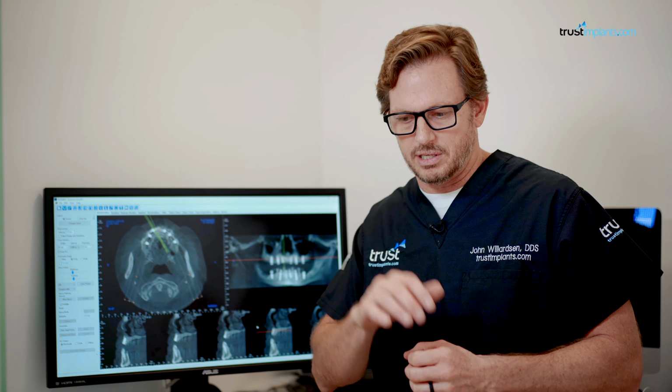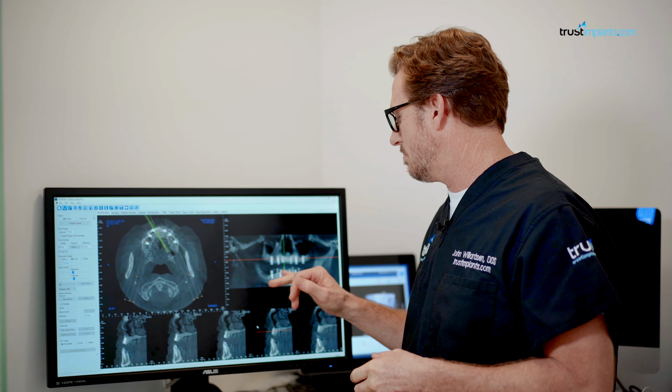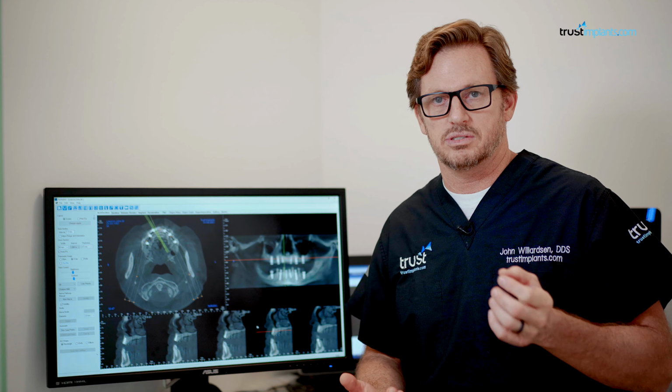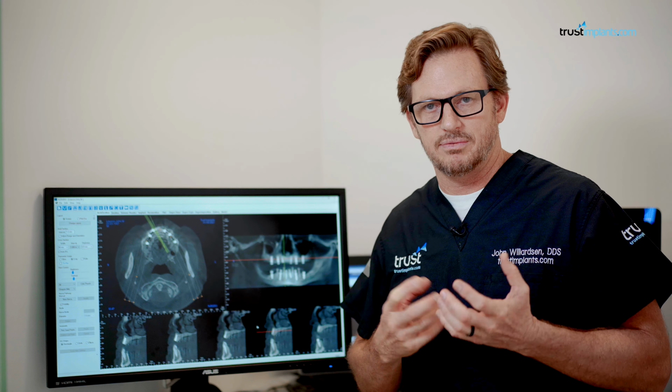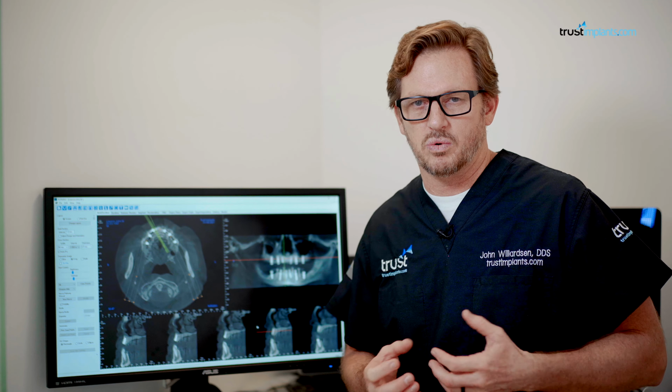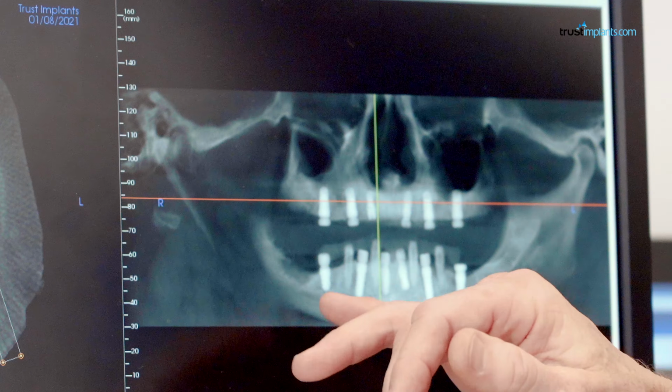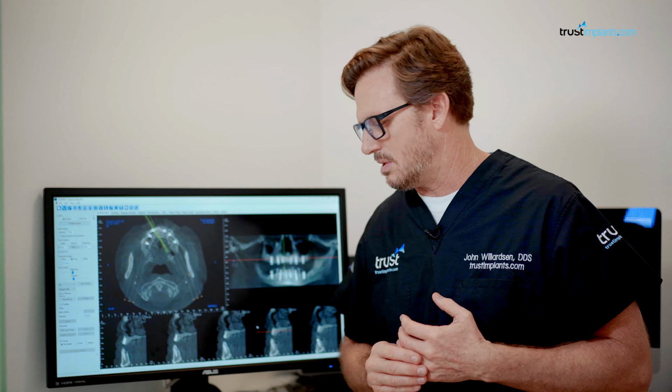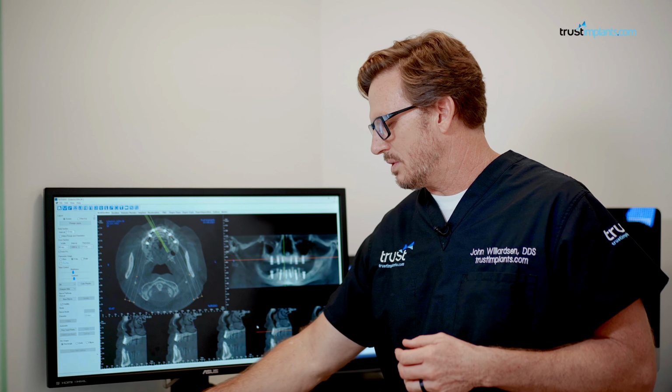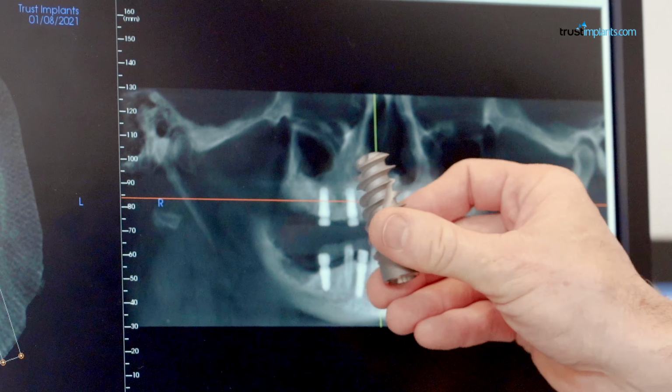And we do load cases sometimes immediately, meaning put the implants in the bone and then make the teeth attached right away, same day. But there are cases we can't do that with. So in his case, when I was drilling into the bone, I could feel that the density wasn't quite like I wanted it to be. And for that reason, I left those remaining roots in there. And so, we put the implants in the bone.